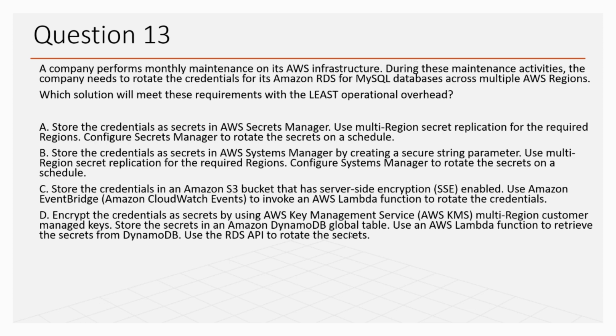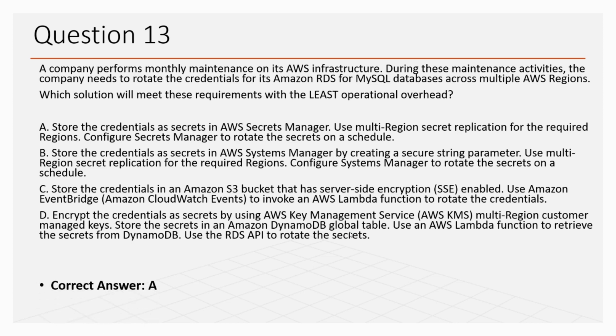Then option C, it says store the credentials in an Amazon S3 bucket that has server-side encryption enabled. Use Amazon EventBridge, Amazon CloudWatch Events to invoke an AWS Lambda function to rotate the credentials. Then option D, it says encrypt the credentials as secrets by using AWS Key Management Service multi-region customer managed keys. Store the secrets in an Amazon DynamoDB global table. Use an AWS Lambda function to retrieve the secrets from DynamoDB. Use the RDS API to rotate the secrets.